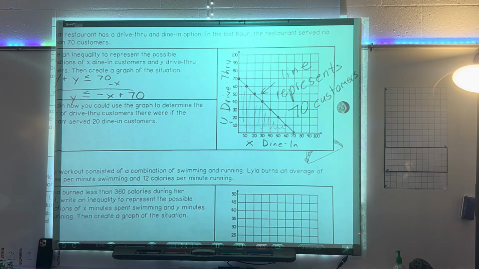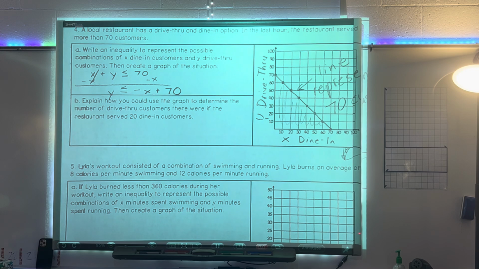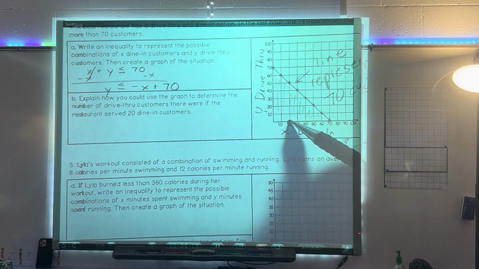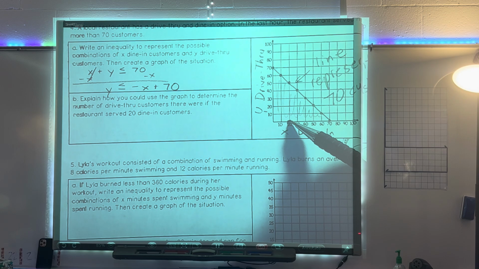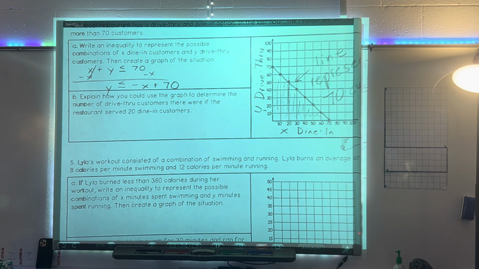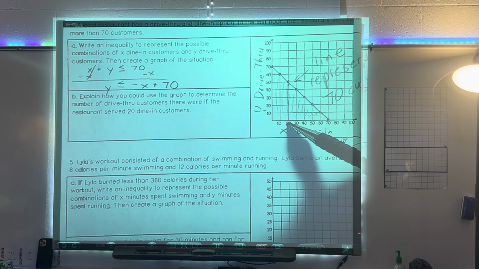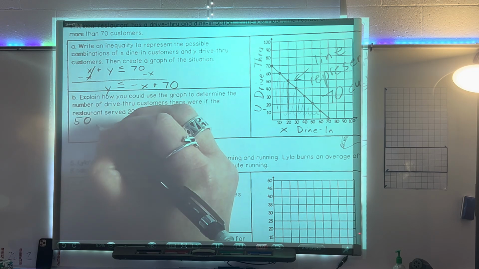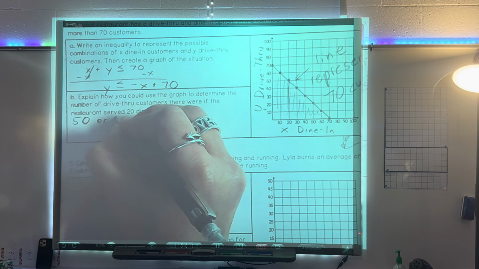Are we okay there? Okay, now if I come over here, it says, explain how you could use the graph to determine the number of drive-through customers that there were if the restaurant served 20 dine-in customers. Alright, so if I serve 20 dine-in, I'm right here, right? Is this the only spot that is a solution when X is 20? No. Basically, all of this would be if I had 20, right? Yes? Okay. So if I had 20, what's the maximum amount of drive-through? 50. Can I have less than that? Yes. Okay, so it would be 50 or less, right?